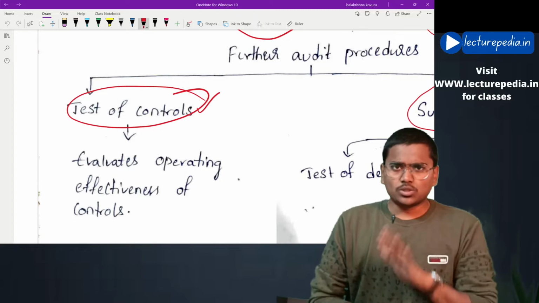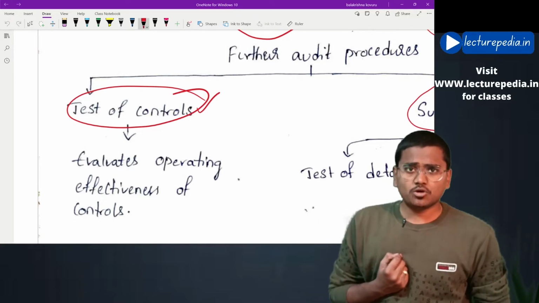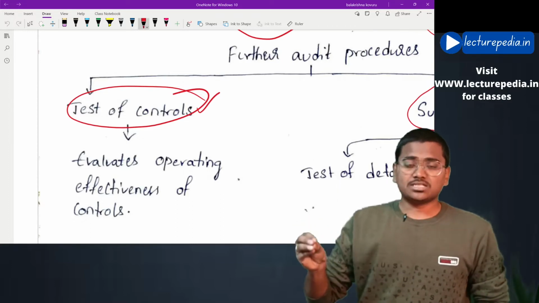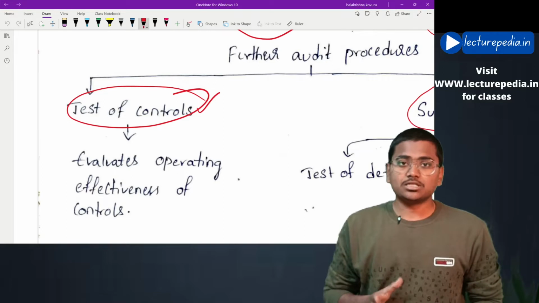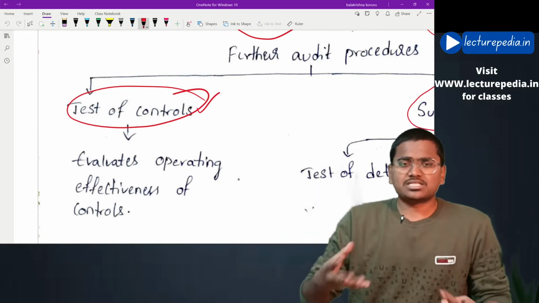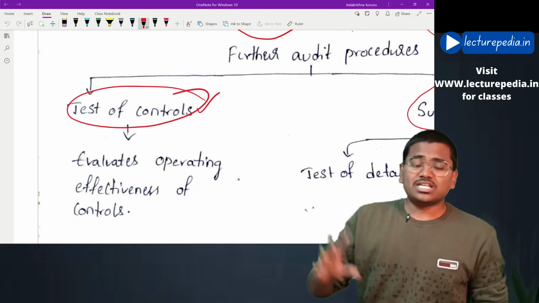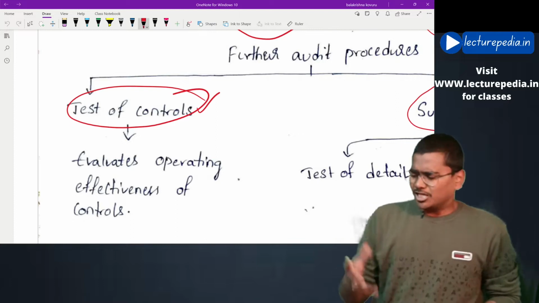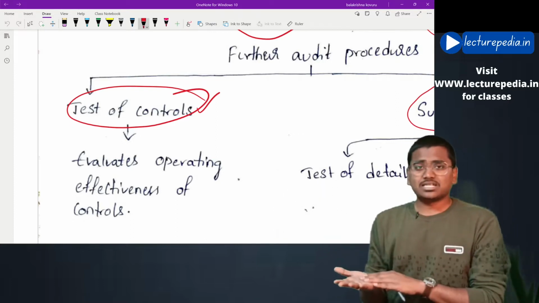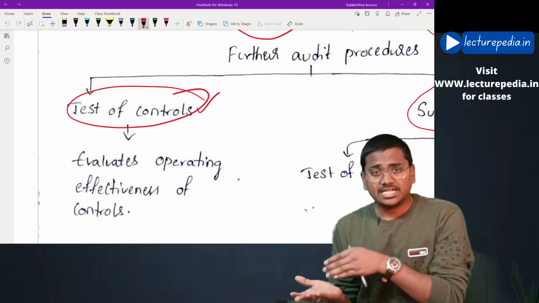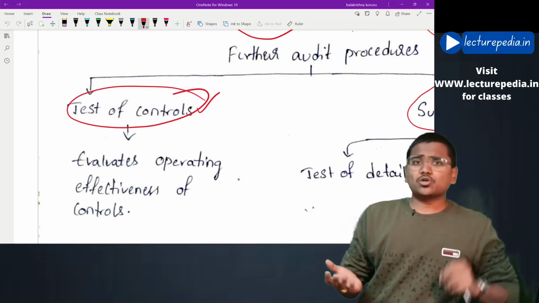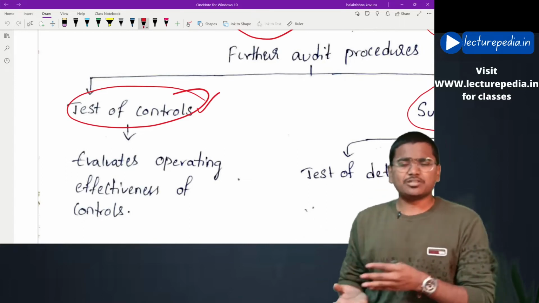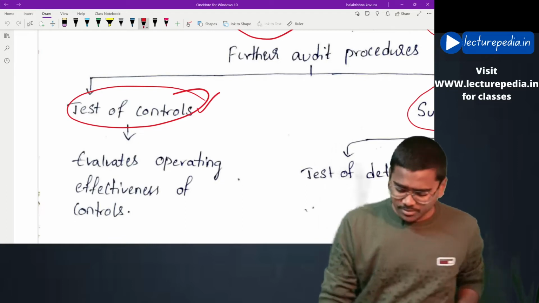Now, you might get a doubt that the objective of the auditor is to determine whether the amounts that are represented in the financial statements are true and fair or not. Basically, the auditor wants to give an opinion whether financial statements are giving a true and fair view or not. Now, in order to determine whether the amounts that are represented in financial statements are correct or not, why is the auditor checking the controls? It would be sufficient if he directly verified these financial statements. Instead, why is he checking the controls by performing test of controls?